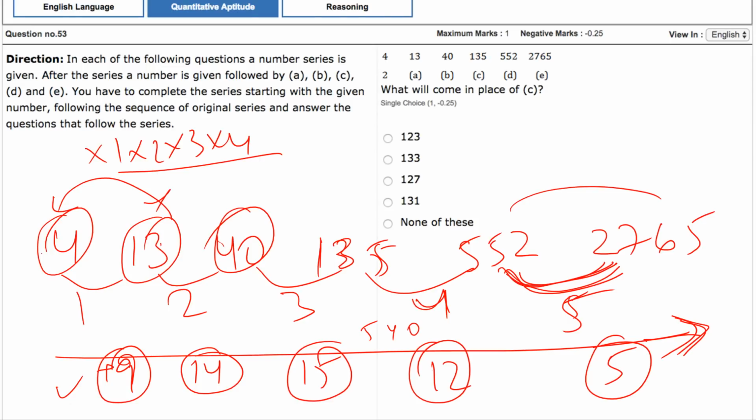So 2 into 1, 2. What will come in place of C? I do not even have to think about 2 into 1 plus 9, 11. 11 into 2, 22. 22 plus 14 is 36. Right? I hope this is clear. Now 36 into 3, 108. 108 plus 15 will give me 123, which is also there in my answer choice.